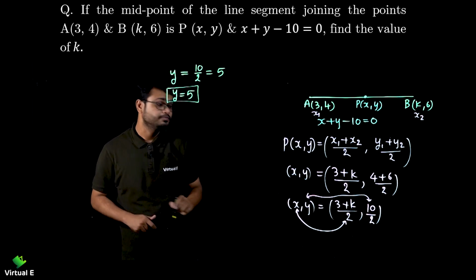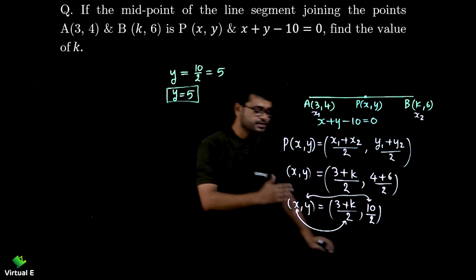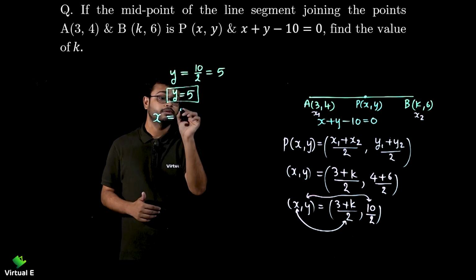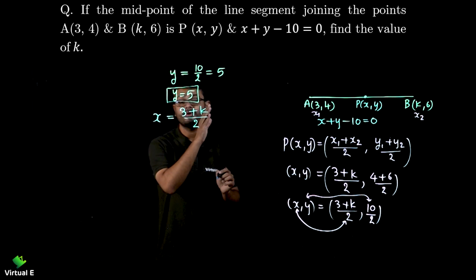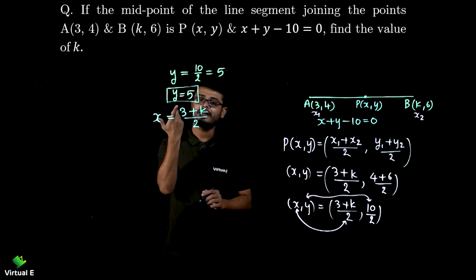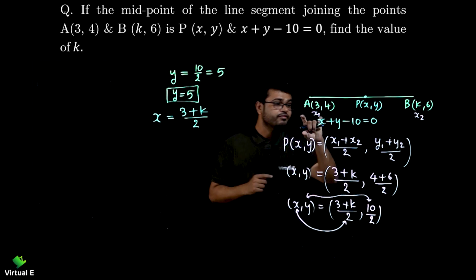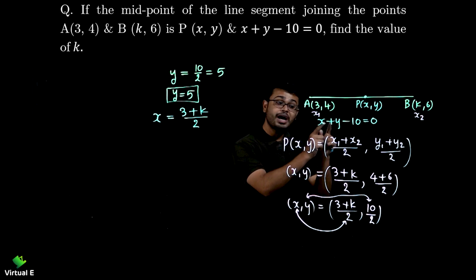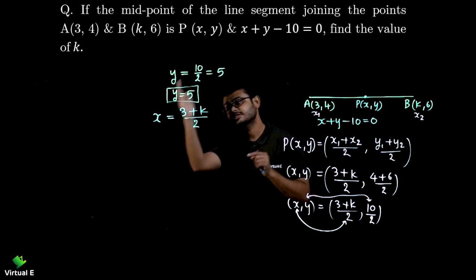Done. Now let's compare the X coordinate. What problem are we facing? Let's discuss that first. If I write X is equal to (3 plus K) by 2, to find the value of K, I must have the value of X. I have the value of Y, but how can we relate? Okay, one more piece of information is given here: X plus Y minus 10 is equal to 0. If you have the value of Y, can you get the value of X? Yes, get the value of X and substitute over here.